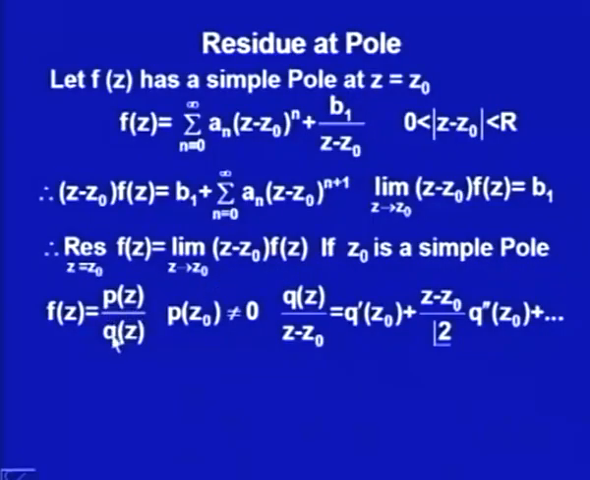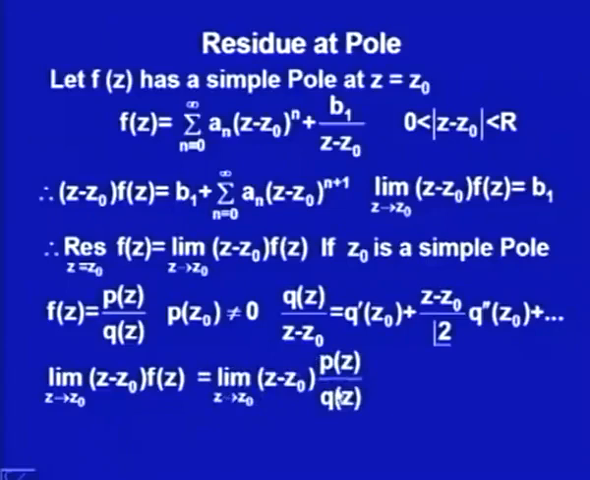F(z) is here p(z) upon q(z). So, if I am writing (z minus z naught) of p(z) upon q(z), it is simply p(z) upon q(z) upon z minus z naught, and q(z) upon z minus z naught is q dash z naught, and so on. Now if I take the limit as z approaches z naught, I am writing p(z) also as a Taylor's expansion, because z naught is not a 0 of p, so p(z naught) would not be 0.